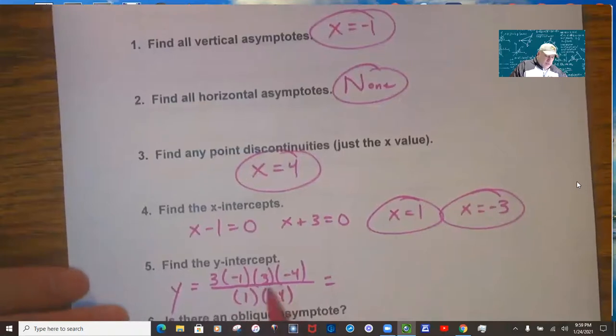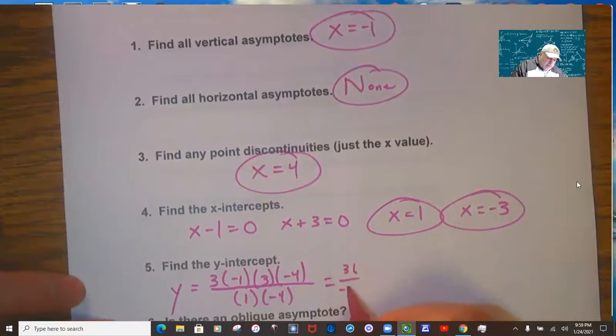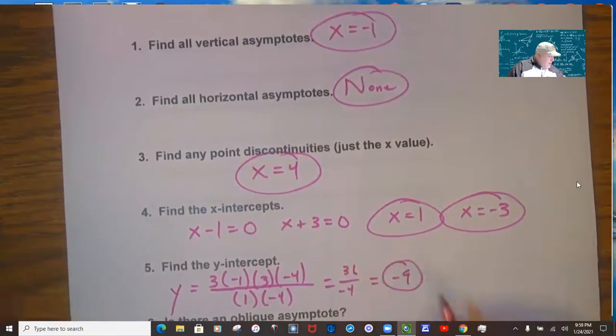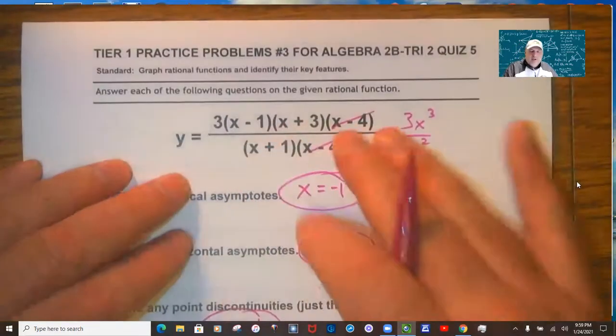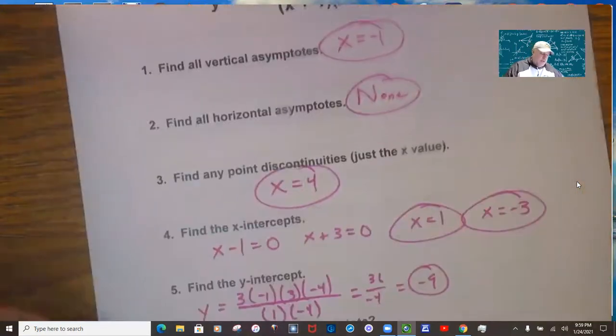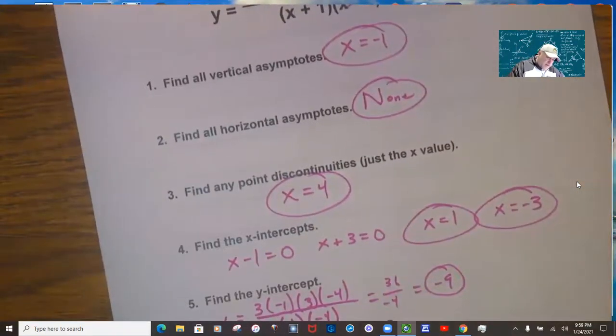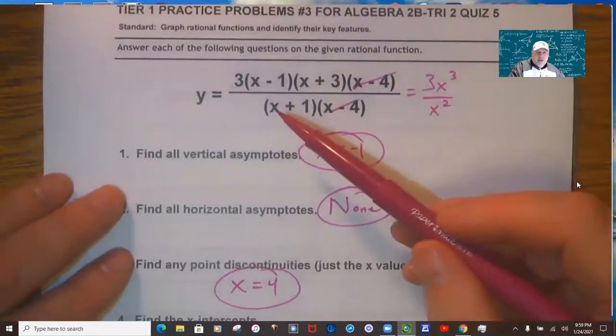So positive 36 over -4. And if you're not sure, put this original expression into your calculator. You got to put the whole thing in. Don't put the canceled version in. Is there an oblique asymptote? The answer is yes. Why? Because the power is 1 higher and we still have an algebraic term left in the denominator.